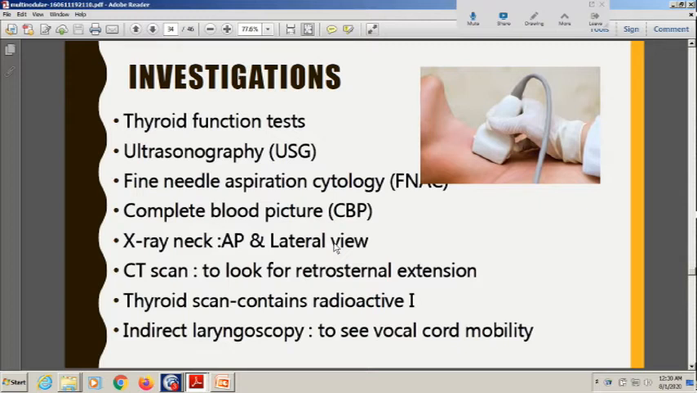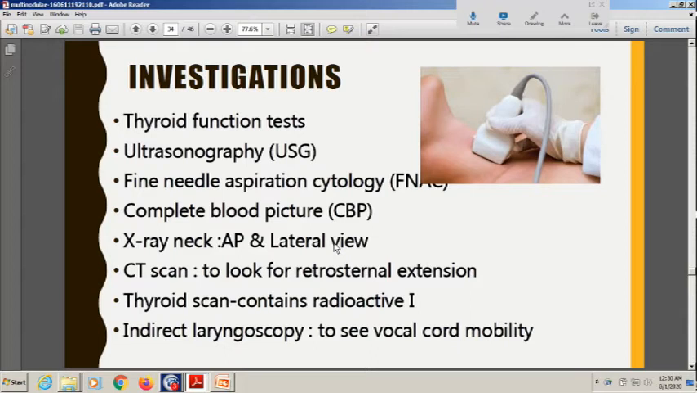Obviously, for any investigation, we have to divide into blood tests and radiological tests. In a CT scan, if there is any doubt in an X-ray or sonography, we have to go for CT scan, or if we want to look for any retrosternal extension, because when there is formation of multiple nodules and it grows inside the thoracic cavity, it is very closely related to the neck, and the superior mediastinum is related to the neck. So if the nodules extend into the thoracic cavity, we cannot look in a sonography or X-ray. So we have to go for CT scan.